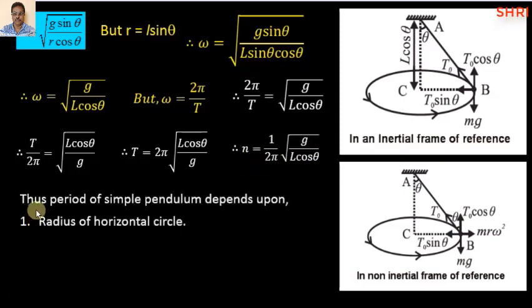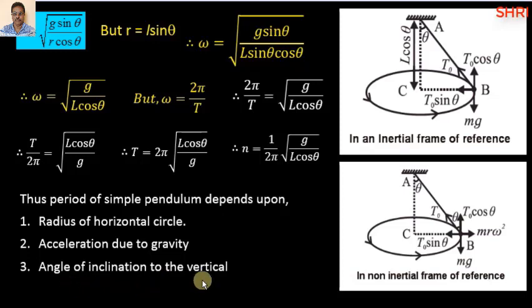The period of a conical pendulum depends on three factors. Number 1, radius of the horizontal circle. Number 2, acceleration due to gravity. Number 3, angle of inclination. What is the first factor, radius of the horizontal circle? We know the radius is given by L sin theta. When theta and L change, the radius also changes. As this expression involves length, the period depends on length, and the radius depends on length. That means ultimately the period depends on the radius also, and on the length of the pendulum.